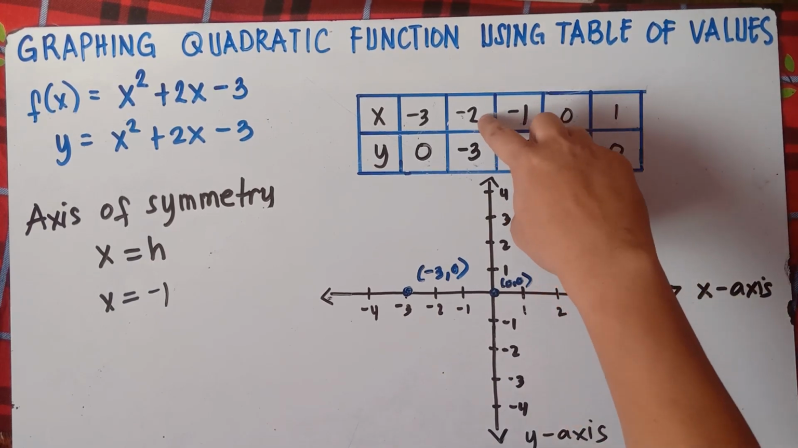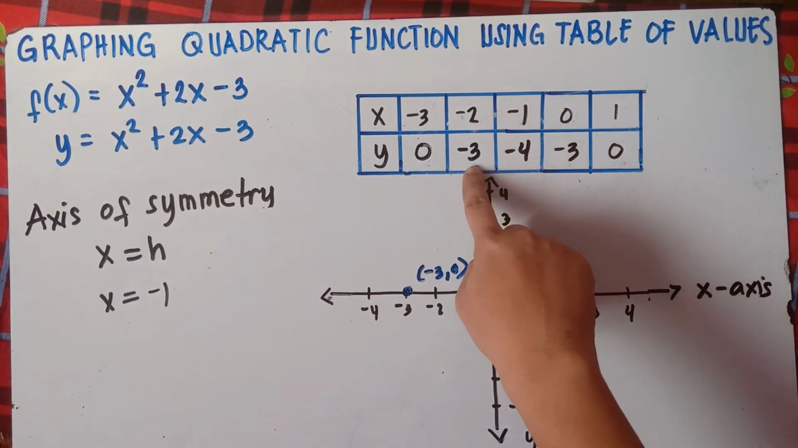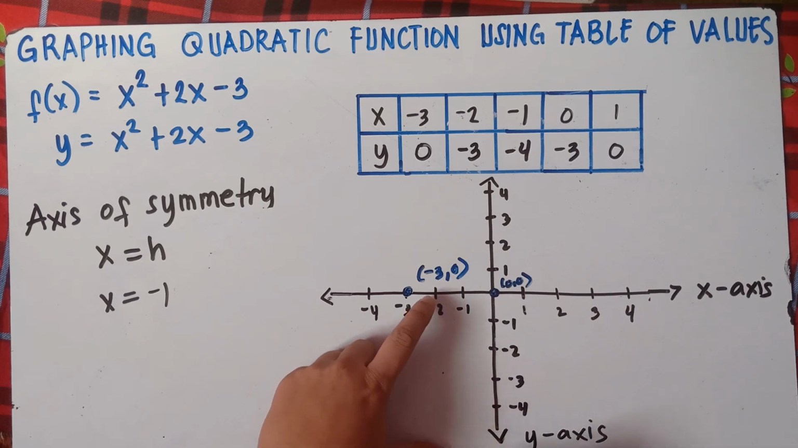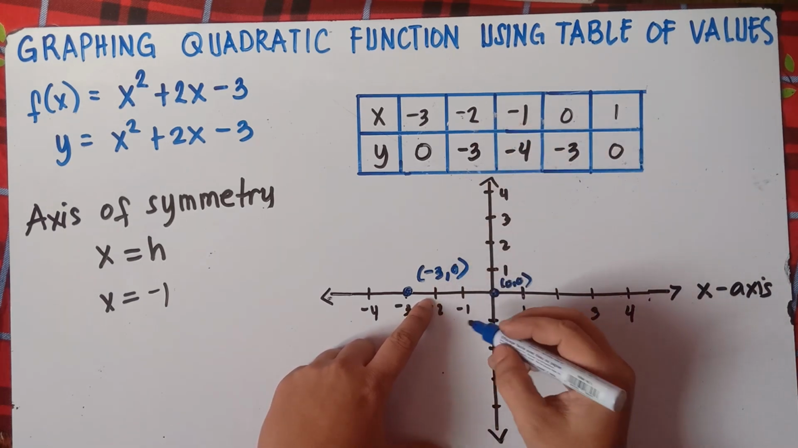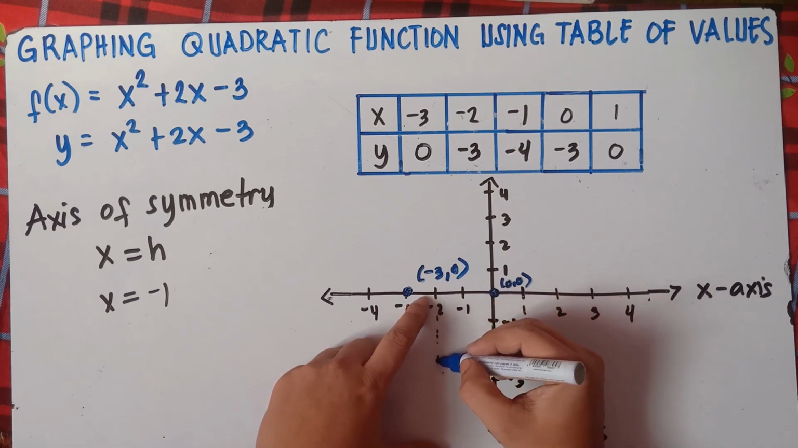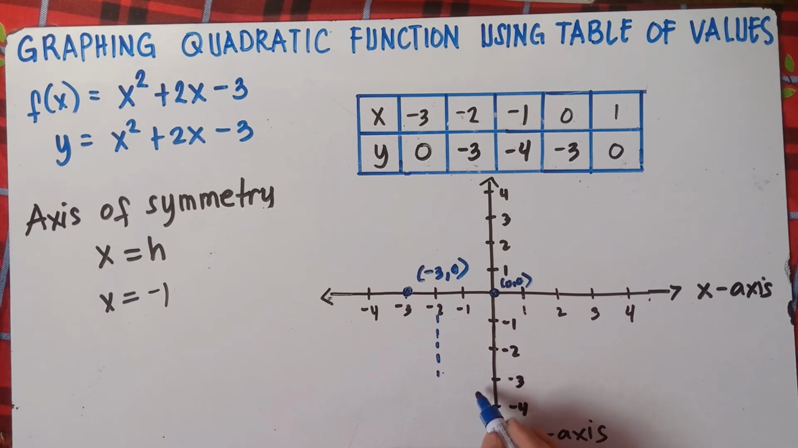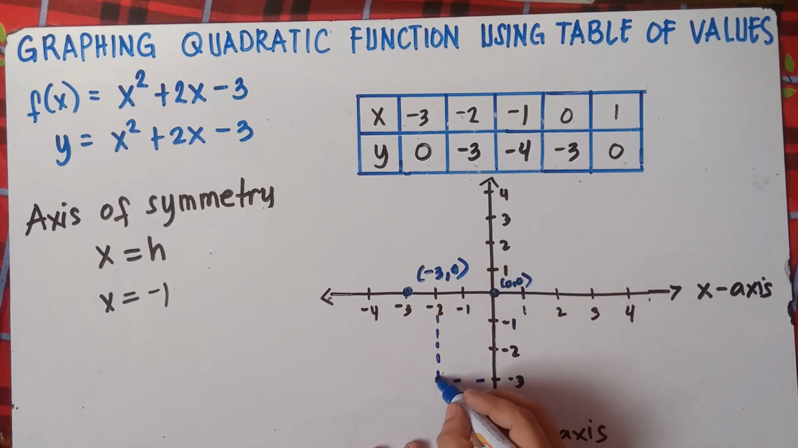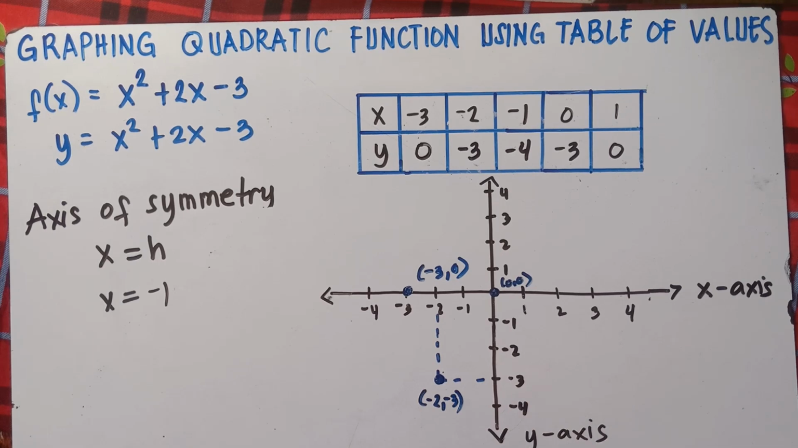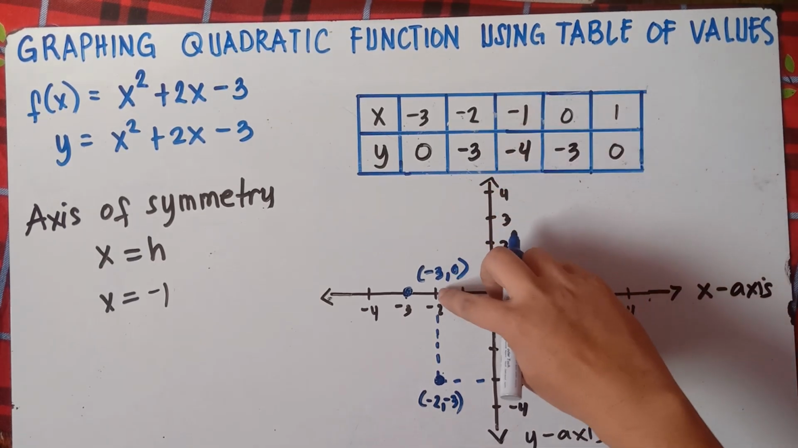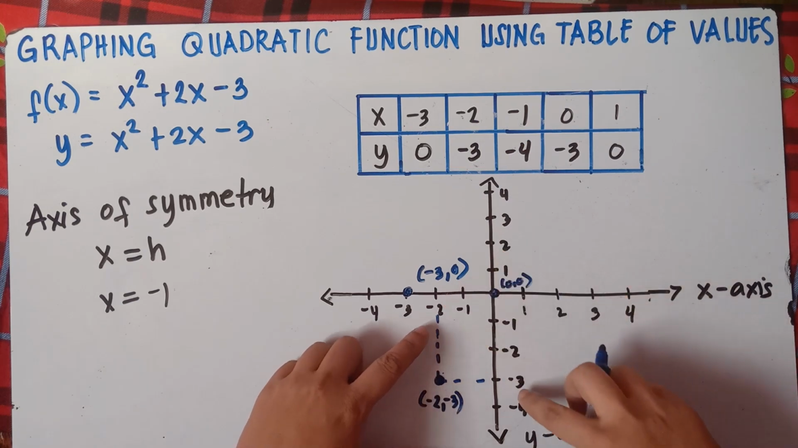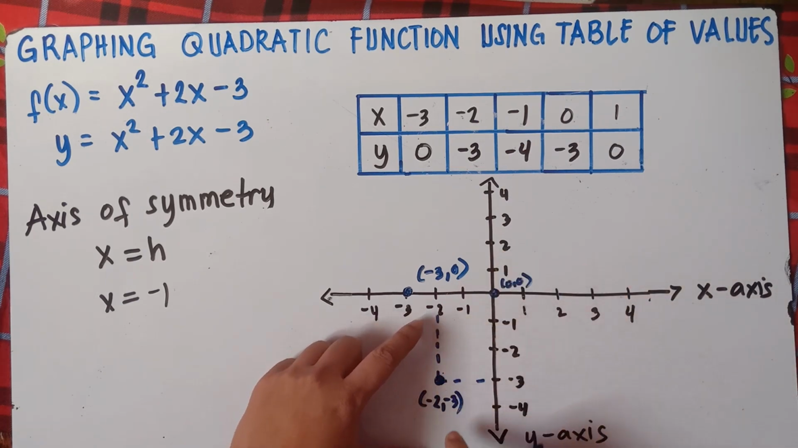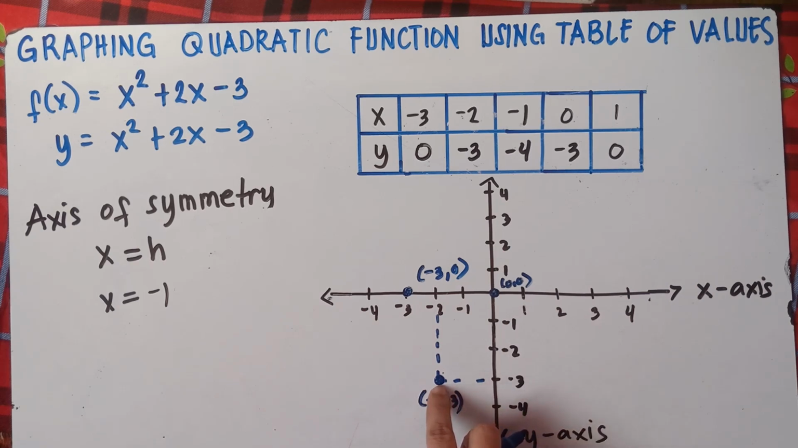Now let's have this one: negative 2 for x, negative 3 for y. So you connect the points, class. You connect the broken lines. Negative 2 for x, then negative 3 for y. So this will be our point. Then you label it, class, negative 2, then negative 3. Just connect the broken lines and this will be your point.